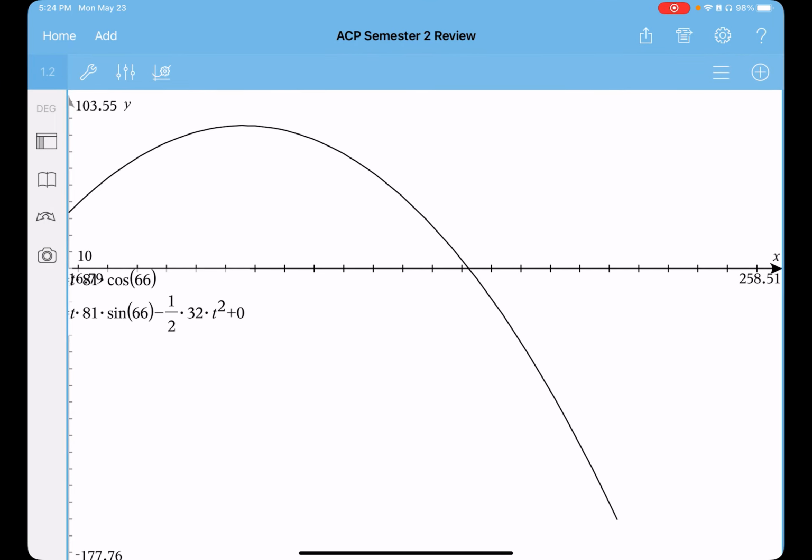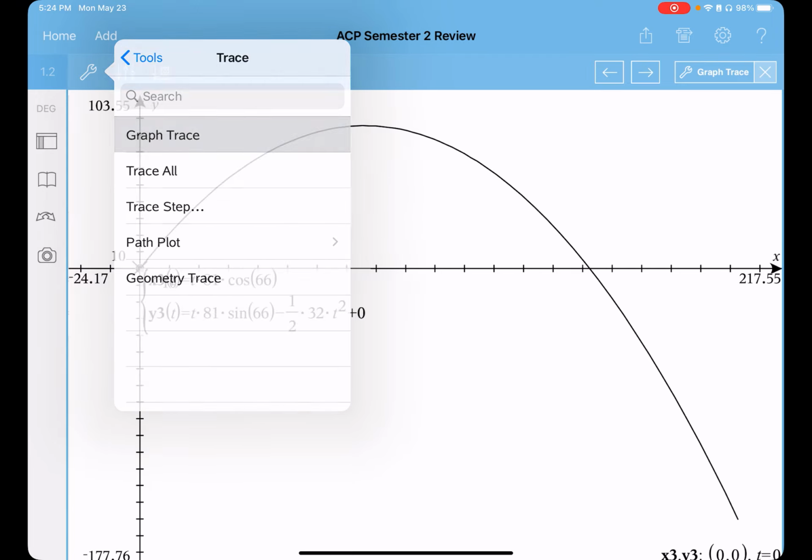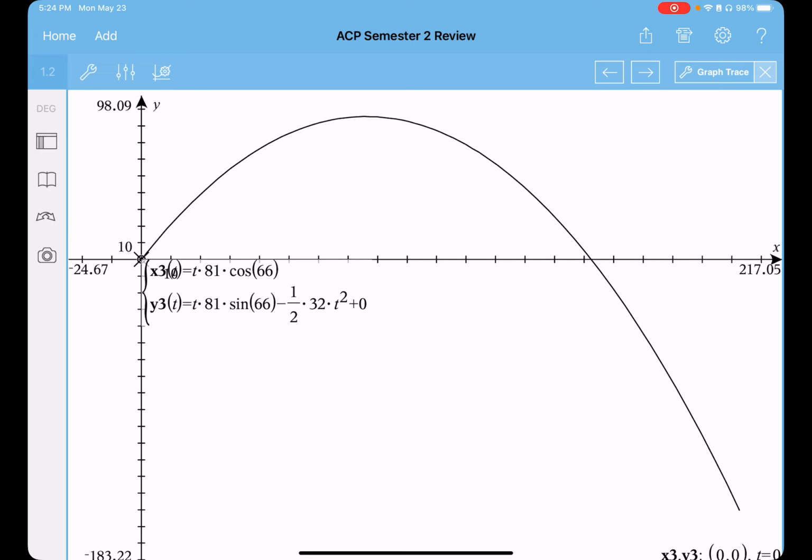So how are you going to do that? You're going to do menu and then trace and then graph trace. And then at the very bottom, it's kind of cut off on my screen, but that's okay. At the very bottom, you see the x and the y coordinate and t equals 0. So you're going to click to the right and notice that my x is increasing. We got 6, 9, 13, 16, and you're going to keep going until you get to 50. Now, it's not going to be exact. You're going to get an approximation.